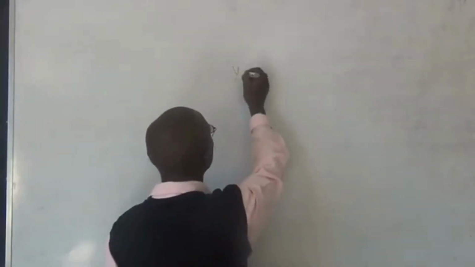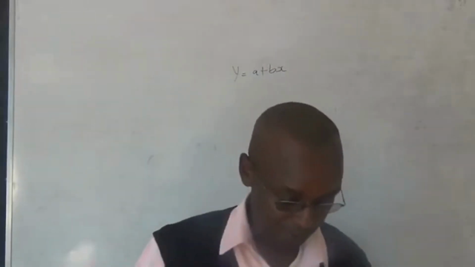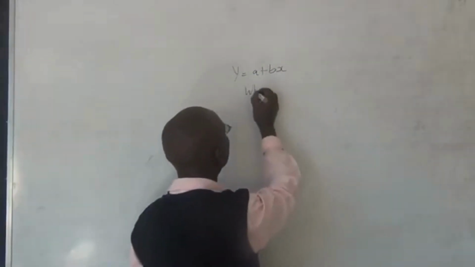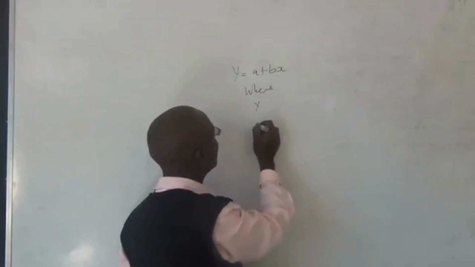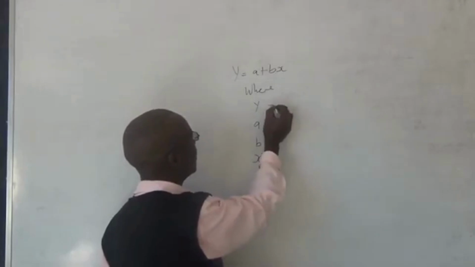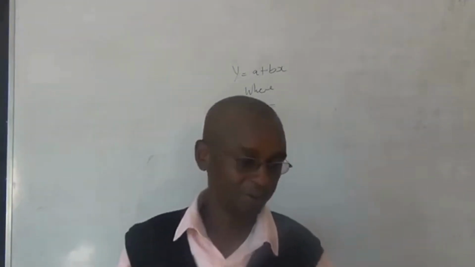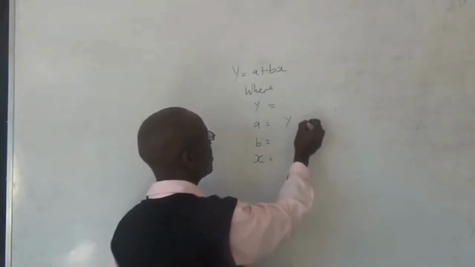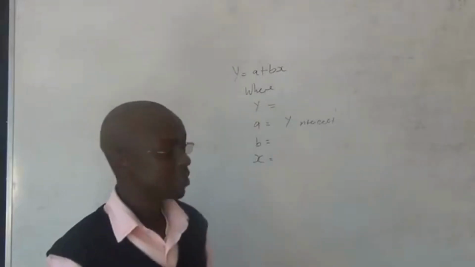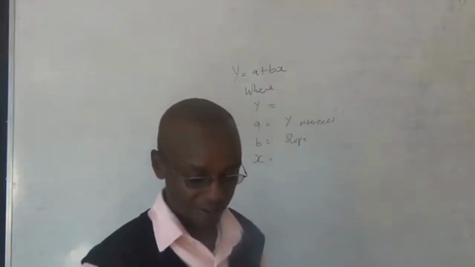Linear regression equation. The regression line is represented by y is a plus bx, where y is predicted value, a is y intercept, b is slope of regression line, and x is independent variable.